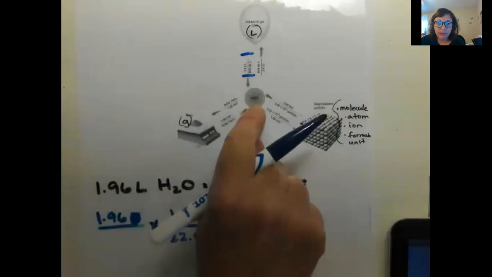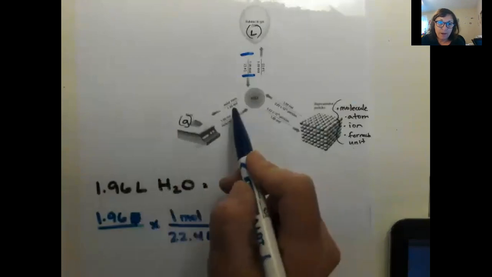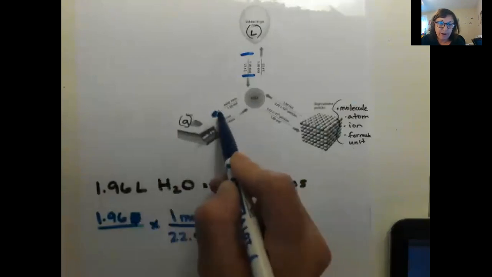I'm in Moleville. Okay? Now I have to get the grams. So I have to head here. So I'm going from here down. So I'm going to use this arrow right here.